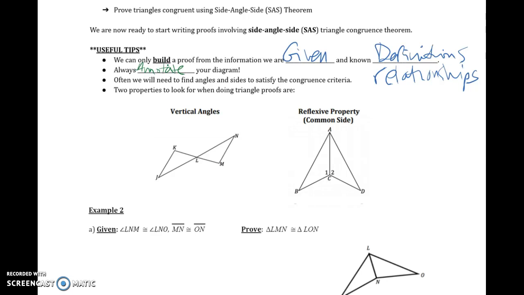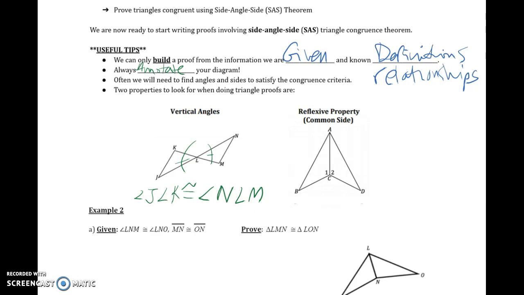So two things to look for when doing triangle proofs. If we're missing an angle or we're missing a side, one is vertical angles. We know that those are always congruent, so we could say angle JLK is congruent to angle NLM because they're vertical angles.